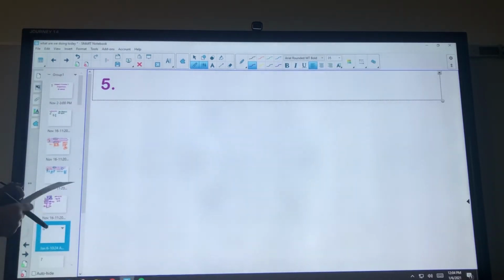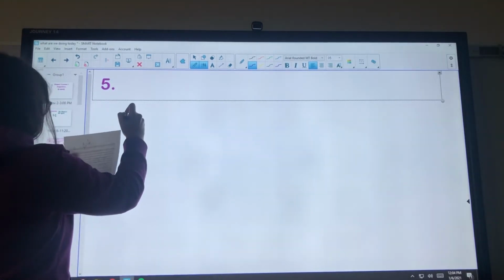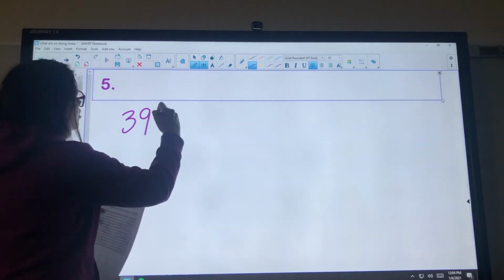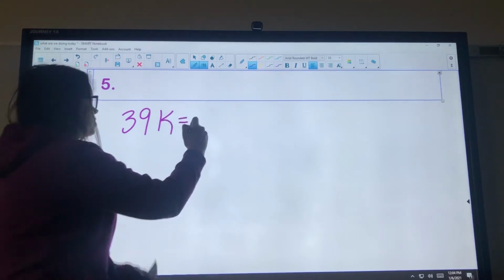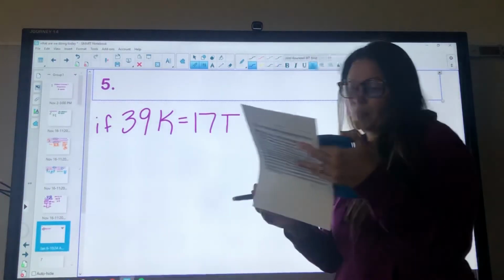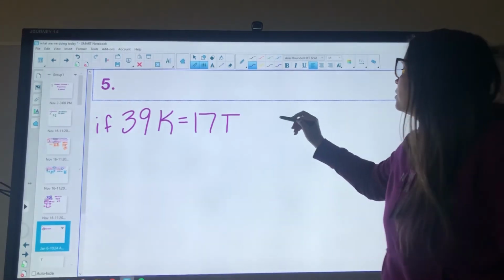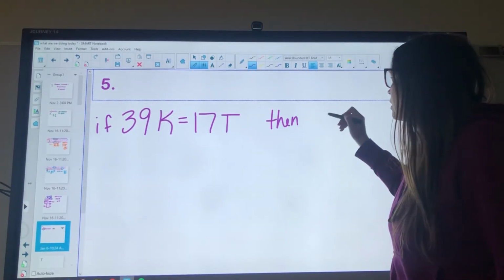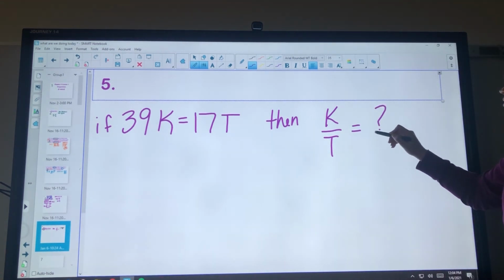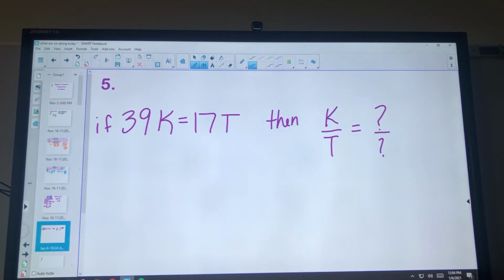And the last one is, it's just a weird way for them to ask about proportions. If they say 39k equals 17t, then k over t equals what? They're just testing your understanding of proportions, so that you're kind of thinking backwards.